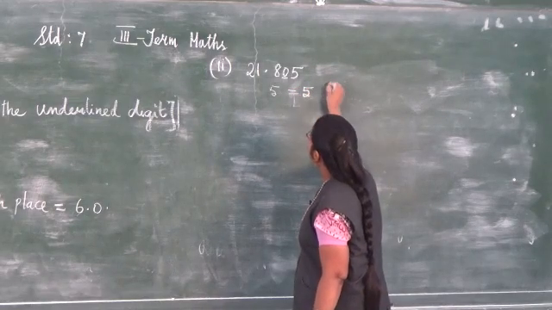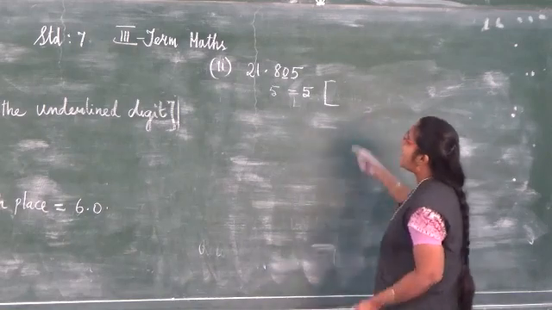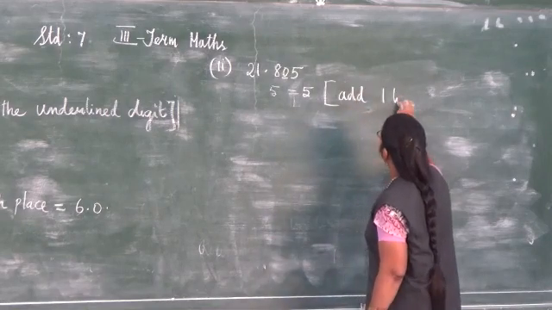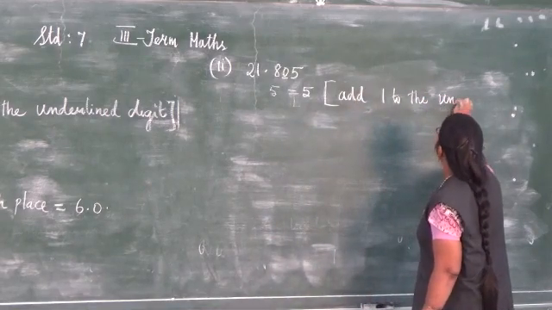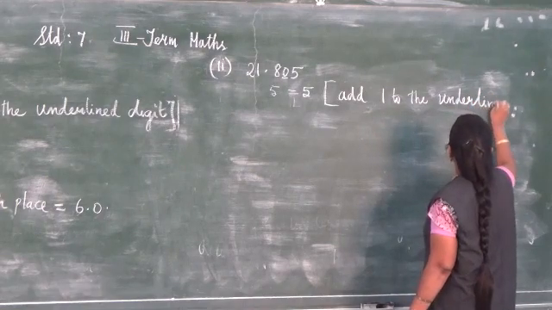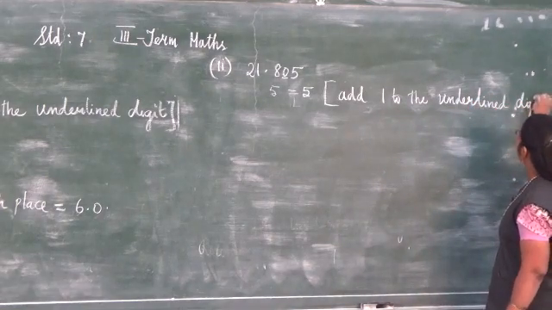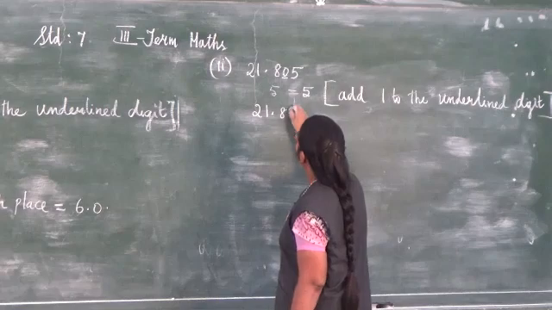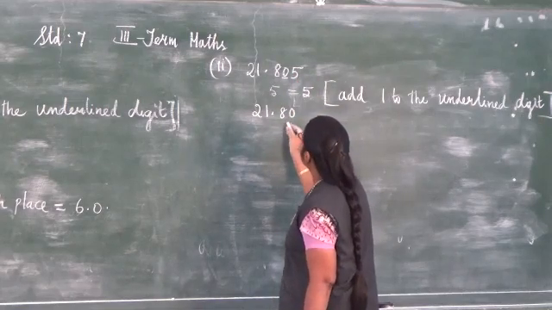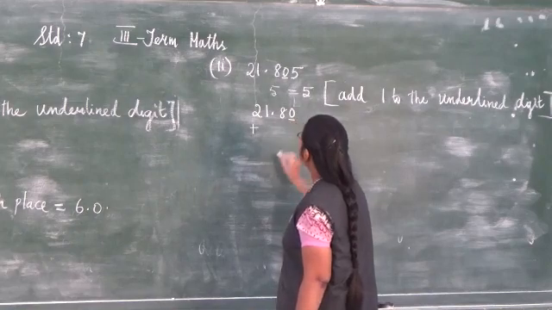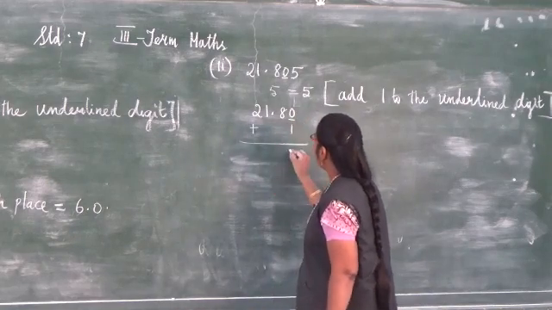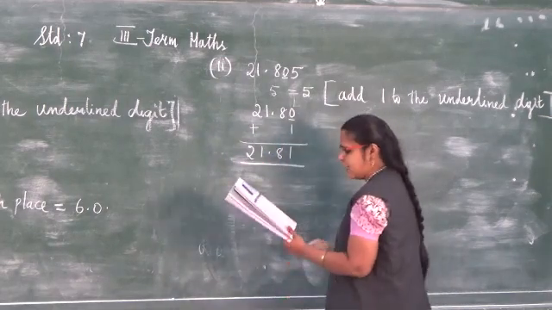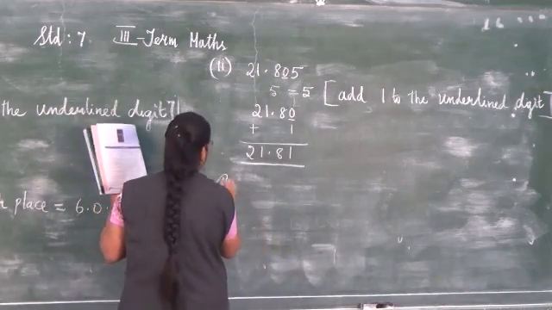It is equal to 5. If it is equal to 5, what is the condition? Add 1 to the underlined digit. If you are adding 1 to the underlined digit, what will you get? 21.80, we are leaving the remaining things. The underlined digit is 0, so we are adding 1 and we get 21.81 as the answer.